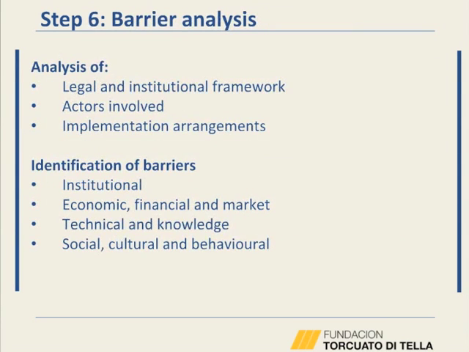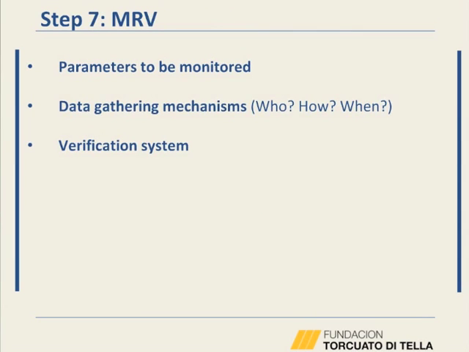Step 6, a barrier analysis is needed. This means, first of all, analyzing the legal and institutional framework, the actors involved, and implementation arrangements that are needed. And secondly, identifying different types of barriers: institutional barriers, economic, financial, and market barriers, technical and knowledge barriers, social, cultural, and behavioral barriers. And finally, the MRV development is needed, and as I told you before, this is going to be presented later in more detail.